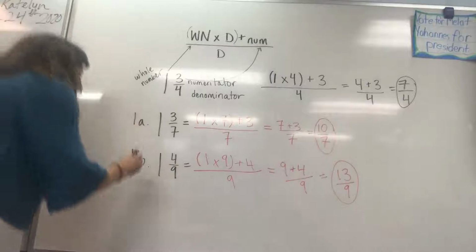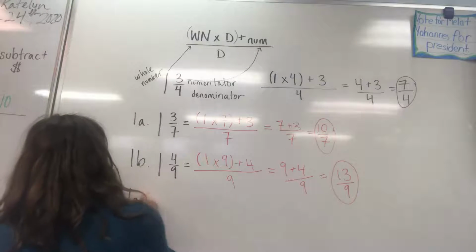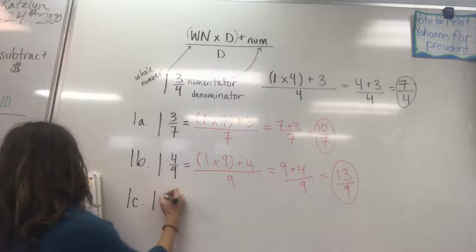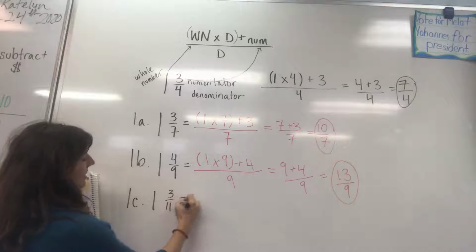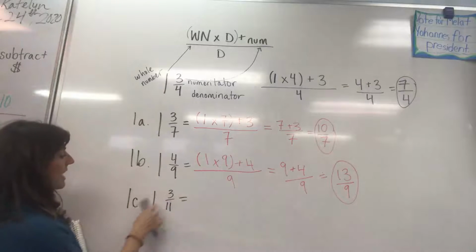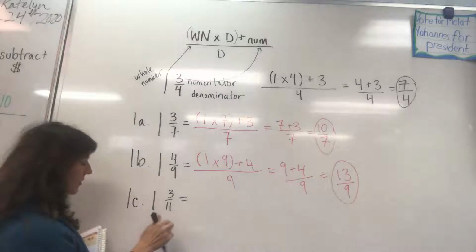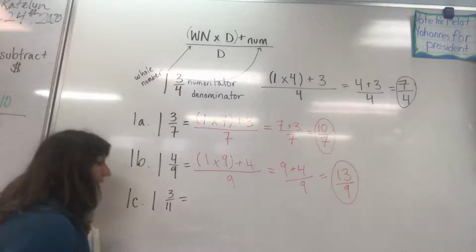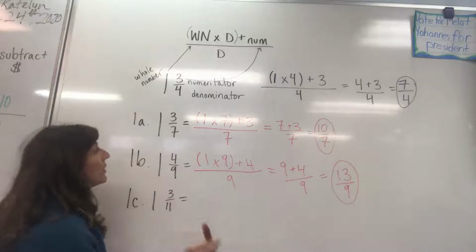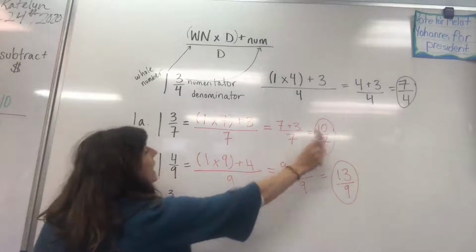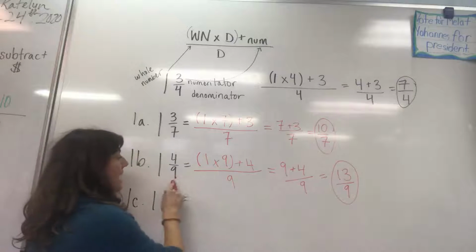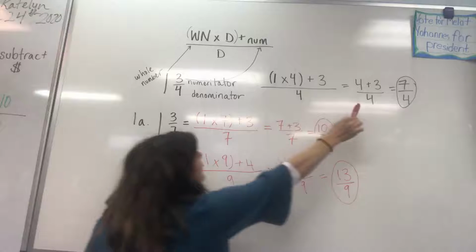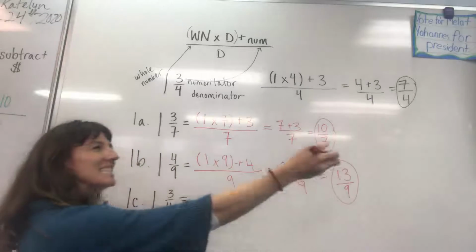All right, let me get down on my knees. Can you see me? Okay, yeah. 1C says 1 and 3/11ths. Notice how I'm writing my whole numbers and my fractions the same height all the way across? Okay. Whole number times denominator plus numerator over denominator. Notice how my denominator always stays the same.